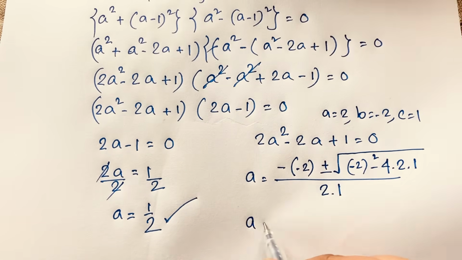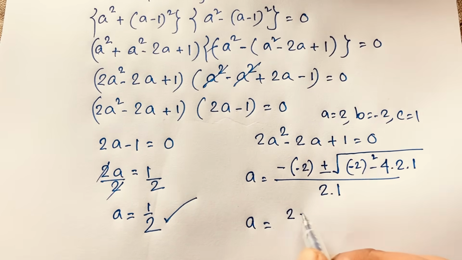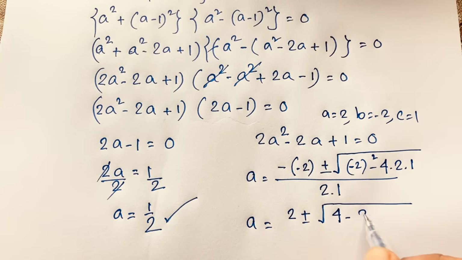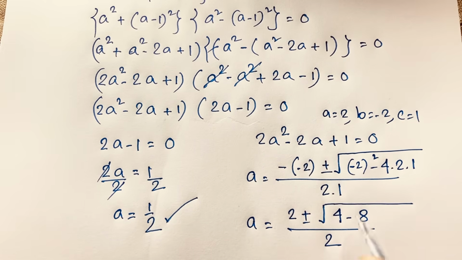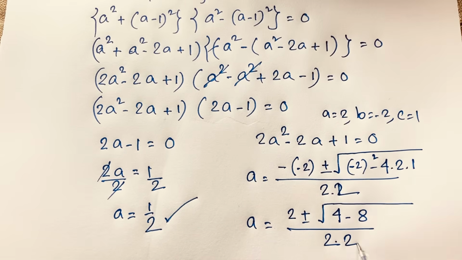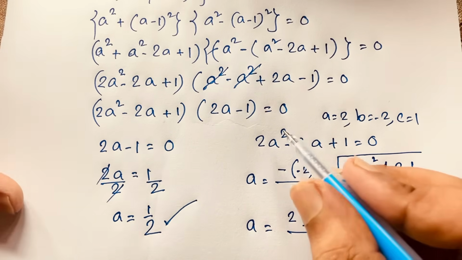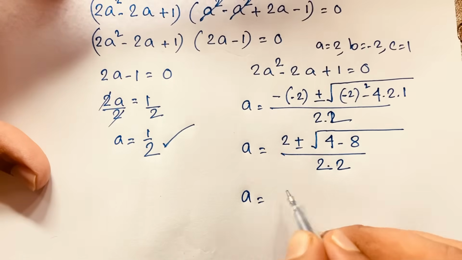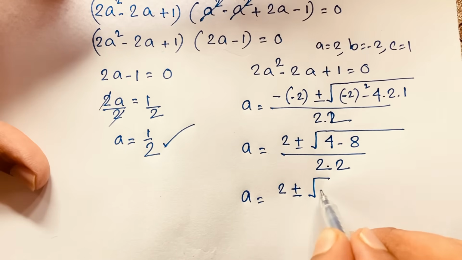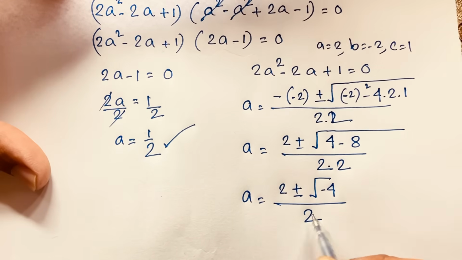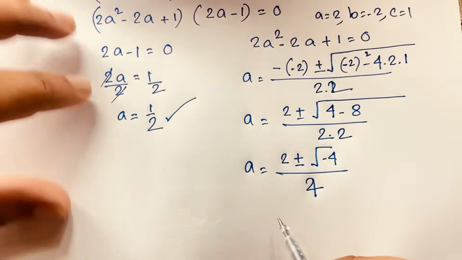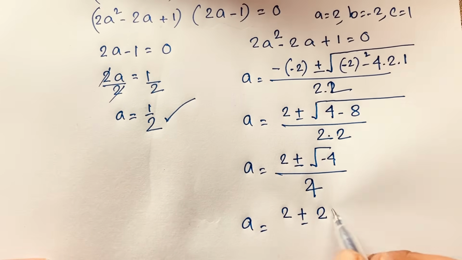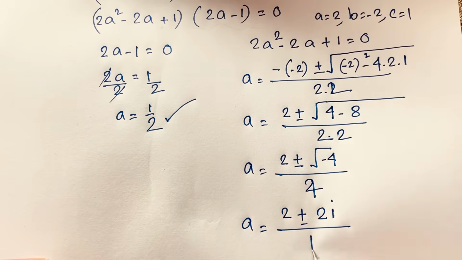Then here a, it will be minus minus plus 2 plus or minus square root of 2 to the power 2, which is 4, minus 8, over 2 times a, which is 2, and here is 2. Then you can see here a will be 2 plus or minus square root of minus 4, over 2 times 2, which will be 4. Then here a will be 2 plus or minus square root of negative 4, which is 2i. It is a complex number.